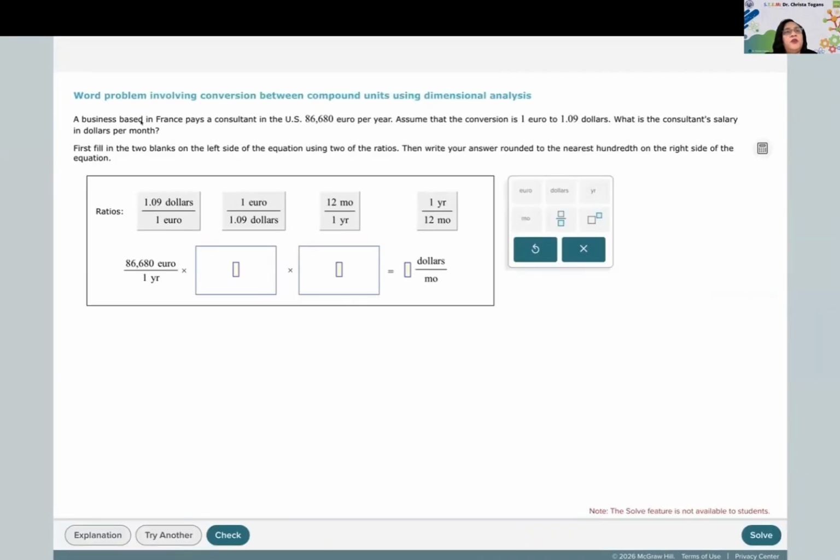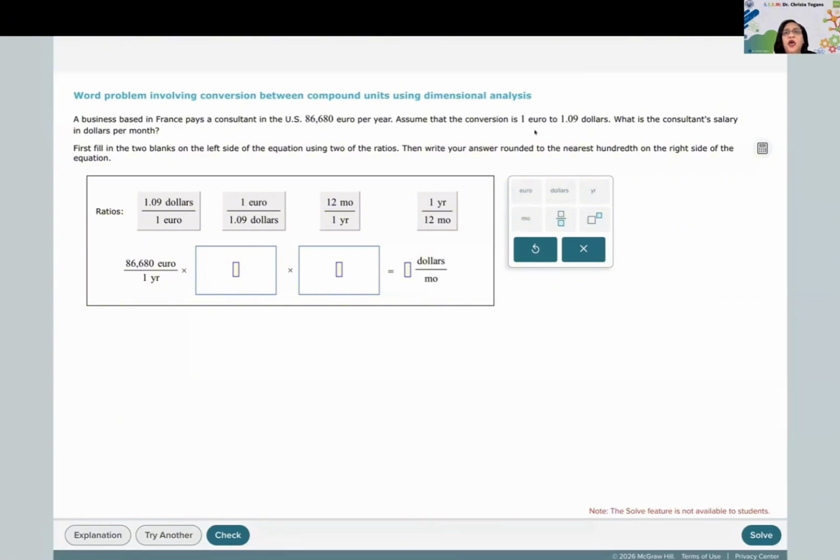This one says word problem involving conversion between compound units and dimensional analysis. A business based in France pays a consultant in the US 86,680 euro per year. Assume that the conversion is 1 euro to $1.09. What is the consultant's salary in dollars per month? First, fill in the 2 blanks on the left side of the equation using 2 of the ratios. Then write your answer rounded to the nearest hundredth on the right side of the equation.